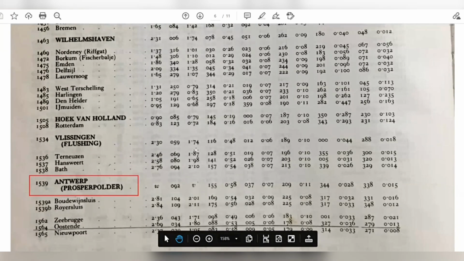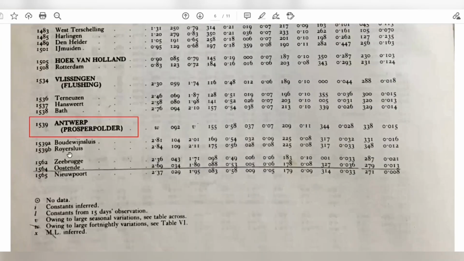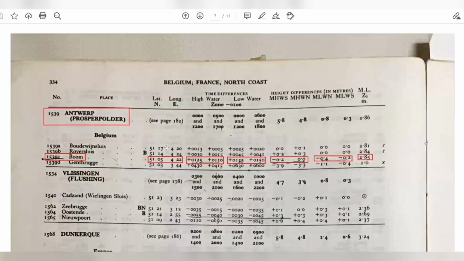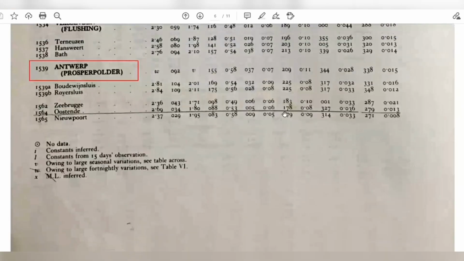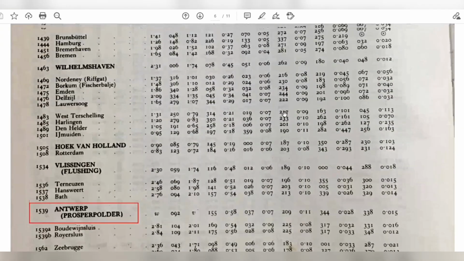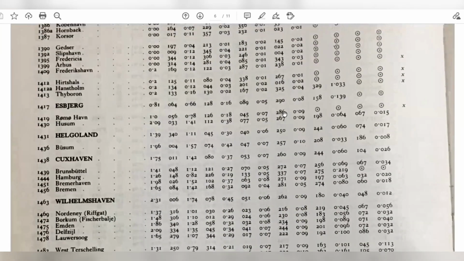So that means we'll have to go to part 2 because this cannot be calculated by harmonic constant method. So you'll have to go to part 2, you will find time difference, height difference given on top. Whereas in part 3, you will find M2, S2, K1, O1 written on top.